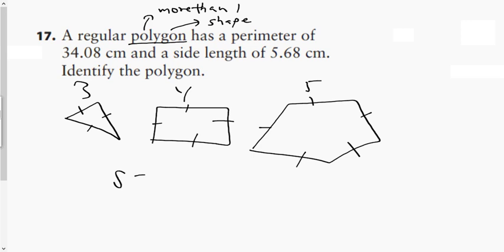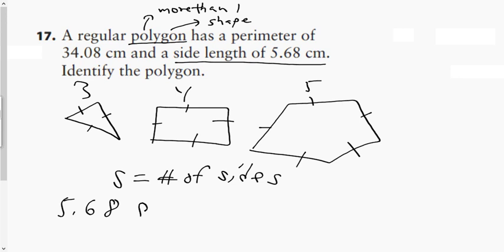We do not know S. We do not know the number of sides. Our polygon has sides. We don't know if it's 3-sided, 4-sided, 5-sided, 6-sided. We do know that each of the sides is 5.68. So if I take the number of sides and multiply it by 5.68, if it's a 3-sided figure, it'll tell me the perimeter of the triangle. If it's a 4-sided figure, it will tell me the perimeter of the square, etc., etc.